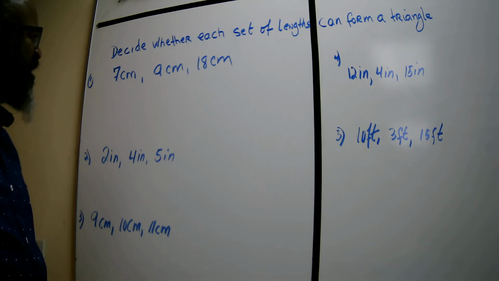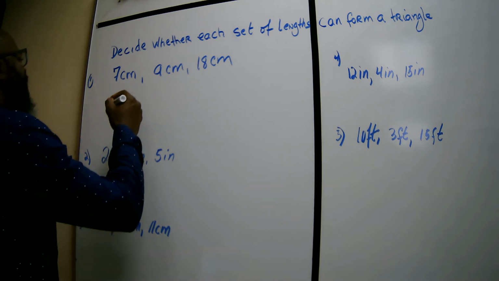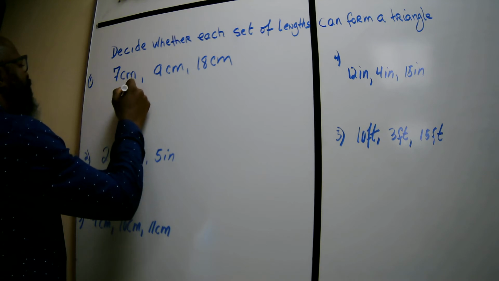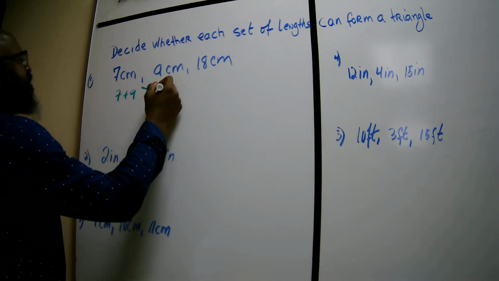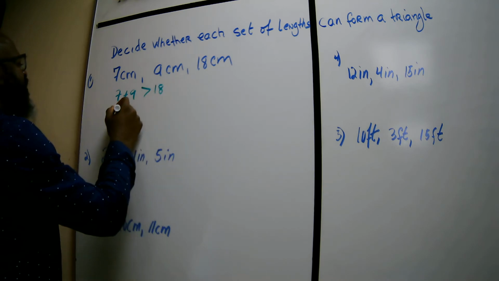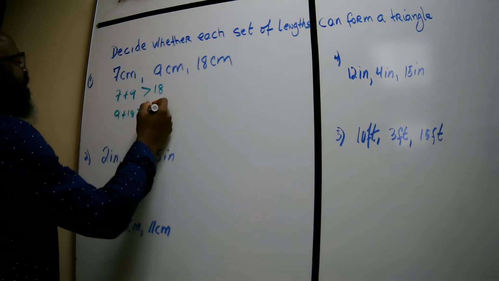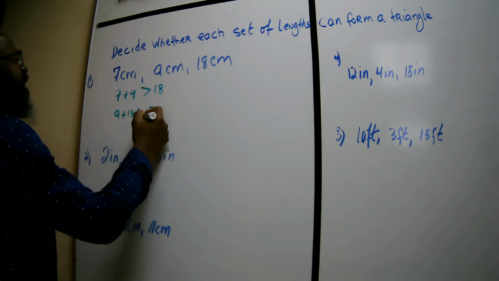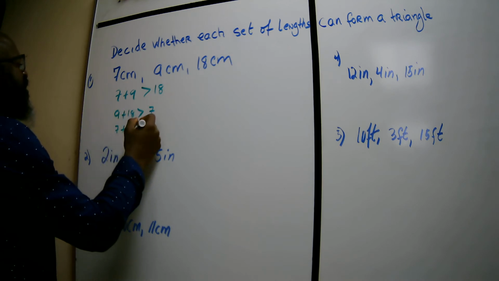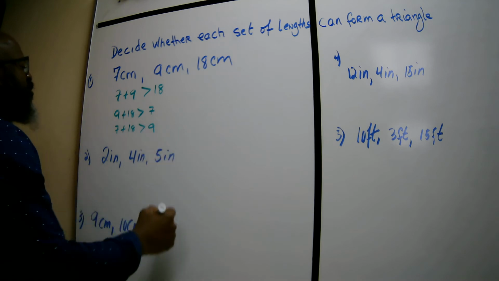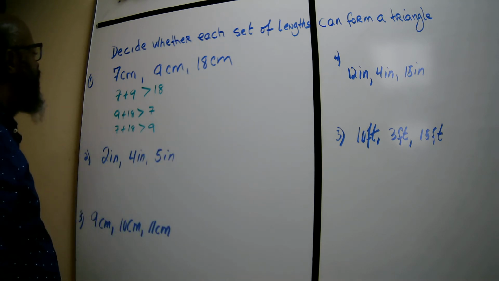This is a sequence that you have to do at least 3 times. In this case, 7 plus 9 must be greater than 18. And 9 plus 18 must be greater than 7. And 7 plus 18 must be greater than 9. You must get a yes at least 3 times. Once you do not get a yes, then it's false.